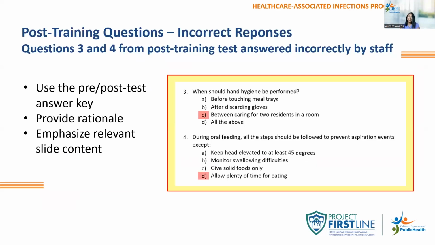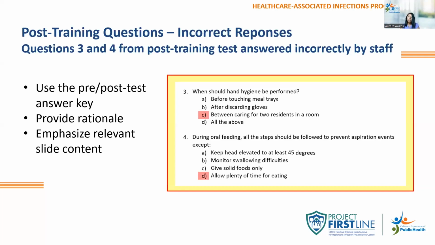Let's say that you administer the pre-training questions, provided the training, and then administer the post-training questions. Let's talk about what you can do when staff may answer questions incorrectly. For example, let's say that many of your staff get questions 3 and 4 wrong on the post test. Their choices are highlighted here in red. You can go over these questions as a group and provide rationale.